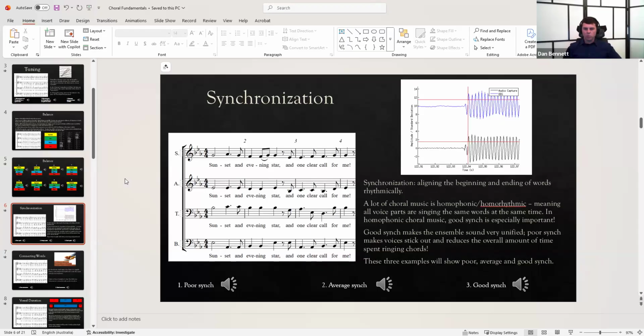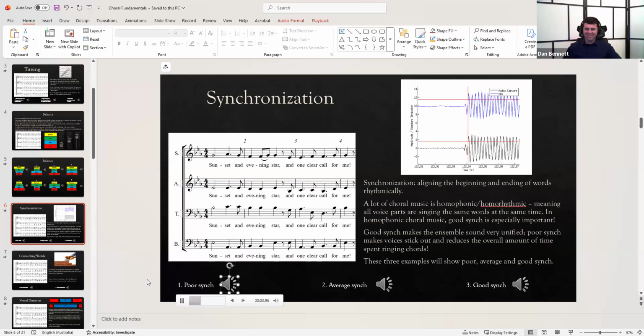These 3 examples will show poor, average, and good sync. As before, I'll play you the 3 examples, and then I want you to tell me what the psychological effect is of bad sync versus good sync. Okay, example 1, poor sync.